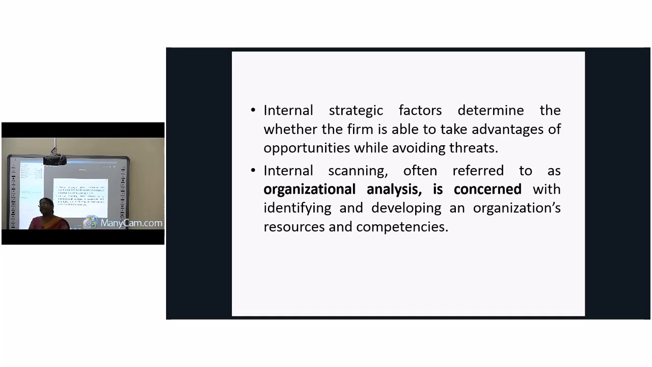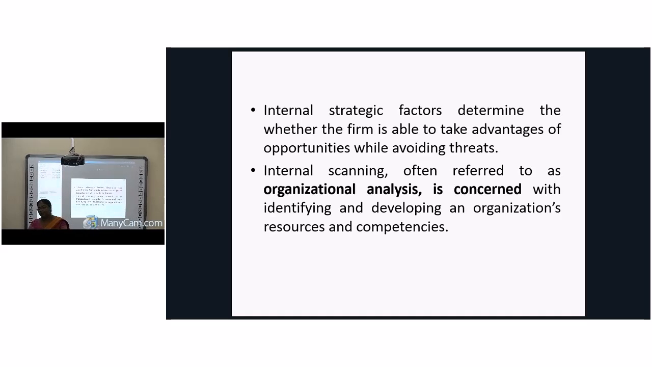Culture is a particular resource for an organization. Organizational structure is a resource. The different elements in the internal environment can be categorized broadly into resources and competencies.